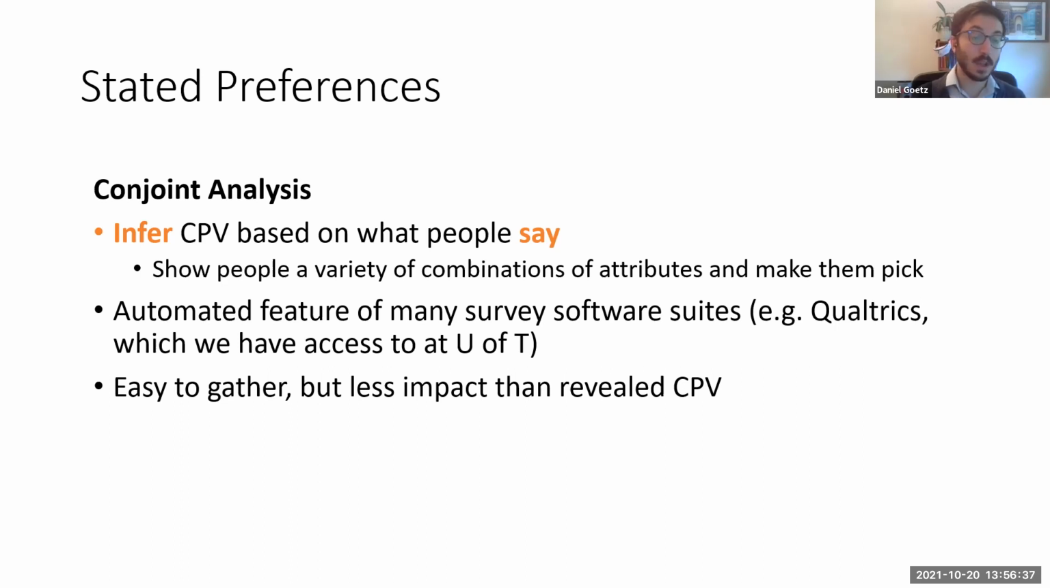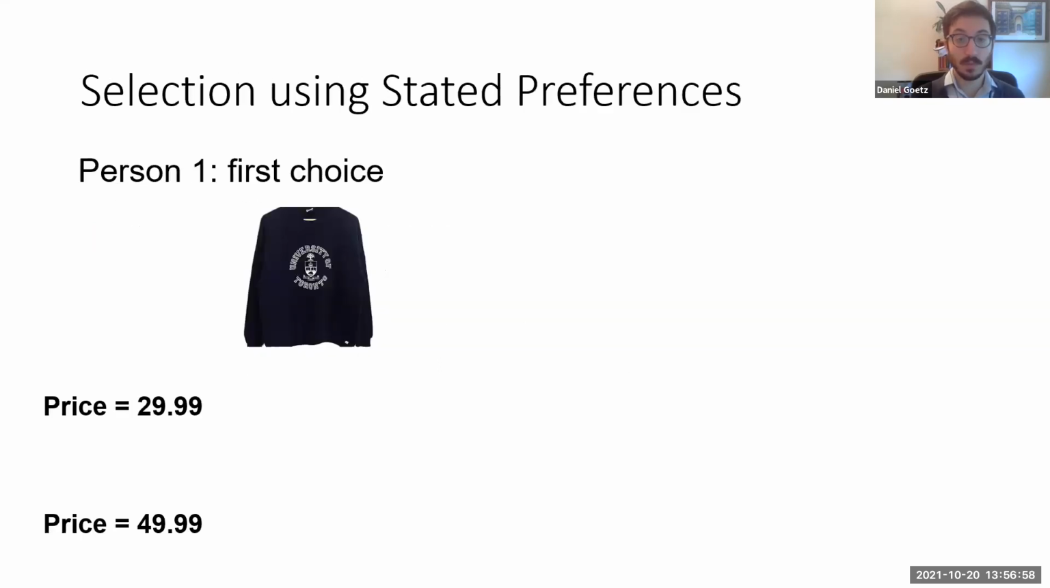However, it can be a lot more useful when you're dealing with very new products. When you don't have enough data to look at people's existing choices and infer what they like, you're just going to need to ask them, if I had this new kind of product, would you like it? That's the best that you can do.